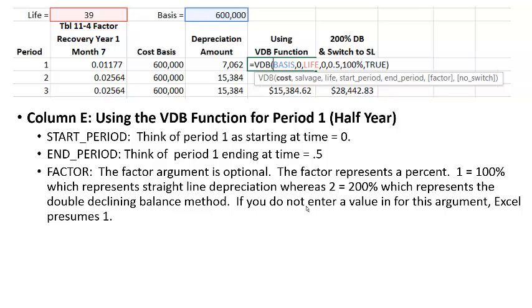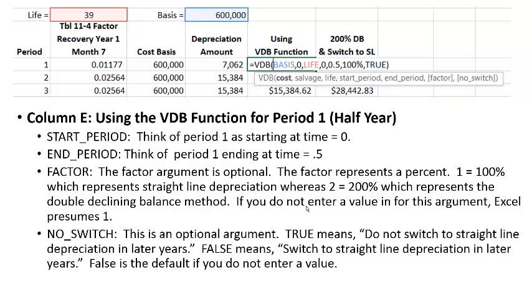The next argument, factor, is optional. The factor represents a percent. Let's think of it that way. So if you put 1 in there, it would be like saying 100%. And 100% represents straight line depreciation. Whereas if you put a 2 or a 200% in there, that's going to represent double declining balance method. Makes sense, doesn't it? 200%, double declining balance. So if you do not enter a value at all for this argument, Excel is going to presume 1.